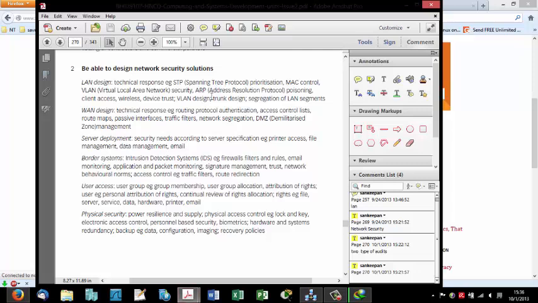You'll configure IDS. We'll configure firewall rules, we'll come up with email monitoring, application and packet monitoring, signature management, which is antiviruses, and trust network behavior norms. We'll check it. So for this, we will be able to do a server deployment and border systems practical case. We stick with server and all the systems. LAN and WAN, what you are going to draw as a diagram, so that is our implement design network security solution. We will be designing a LAN and WAN, which is a visual diagram.